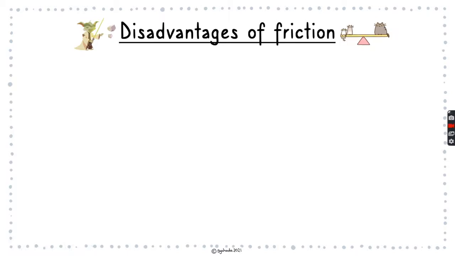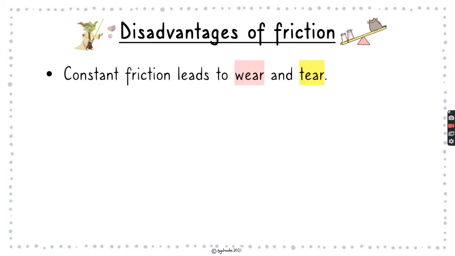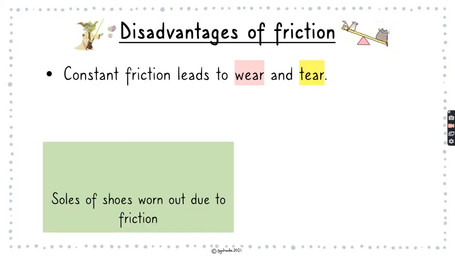Okay, the disadvantage of friction, we're going to learn about that now. If we have a lot of friction because of this opposition of the force on two surfaces, it can lead to wear and tear. Wear and tear means that if there's friction for a long time, it's going to cause damage to those surfaces.